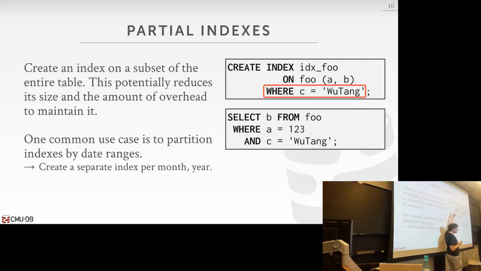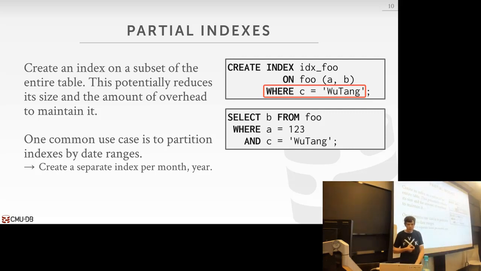So I've built the index on A and B. My where clause references A, so I can still use this index, but I can also look at this and say, oh, where C equals Wu-Tang, then I know this is exactly the index I want to use. So the index is leaner because I'm not storing all the information for all possible tuples. I'm only storing exactly whatever matches in my where clause. So if somehow the query doesn't have the C equals Wu-Tang, I can't use that index.